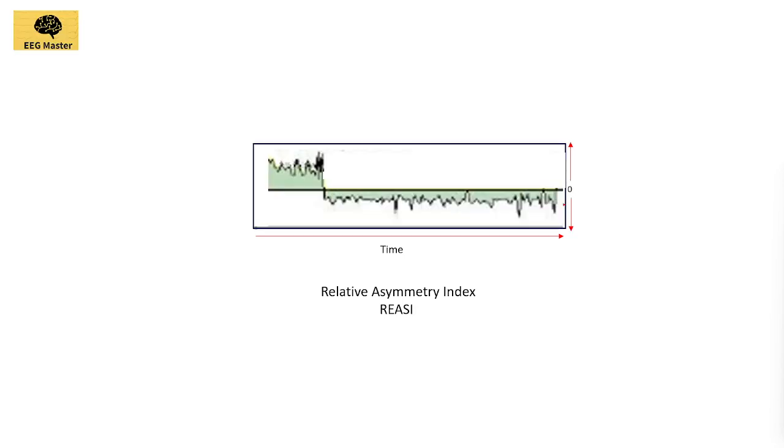Relative Asymmetry Index, or REASI, assigns a positive or negative value to the power difference between the two hemispheres. A positive value is assigned if the power is greater in right hemisphere. A negative value is assigned if the power is greater in the left hemisphere. In other words, if power is higher in right hemisphere, the shaded graph will be above the baseline. If power is higher in the left hemisphere, the shaded graph will be below the baseline.